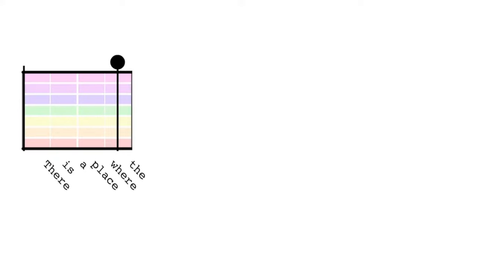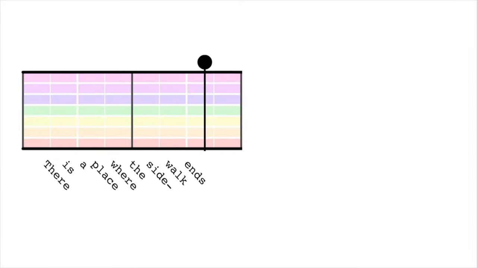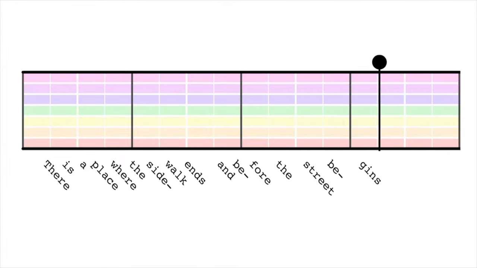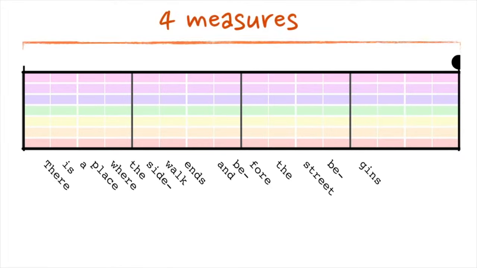A good way to fit your lyrics to measures is simply to say them aloud to a beat. There is a place where the sidewalk ends and before the street begins. It sounds like we'll need about 4 measures for this verse.